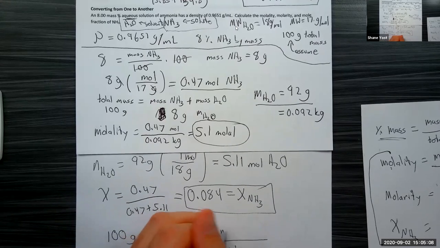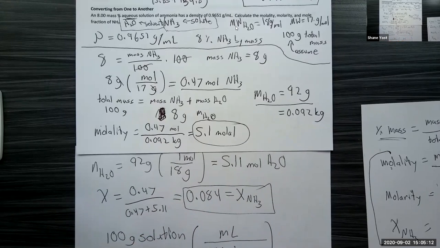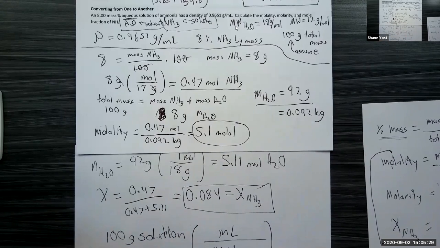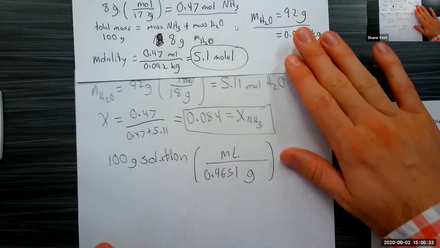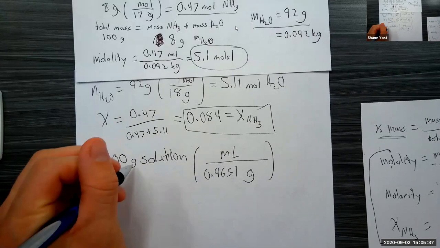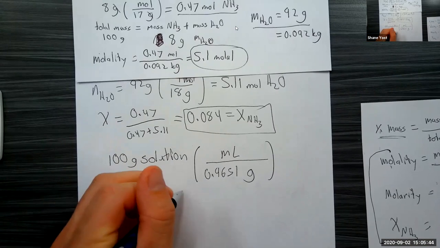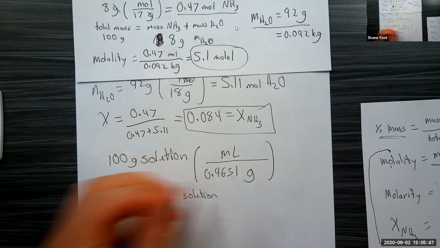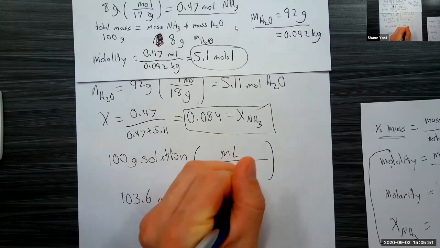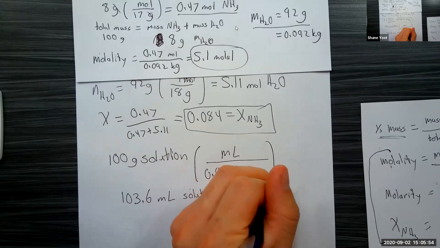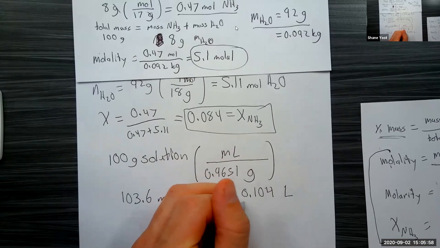I then take my density, 0.9651 grams per milliliter, and I will use that to calculate the volume of my solution. So 100 divided by 0.9651. Multiplying this out, this gives you 103.6 milliliters of your solution. Converting that to liters is 0.104 liters, rounding it here. So this is the volume of our solution.